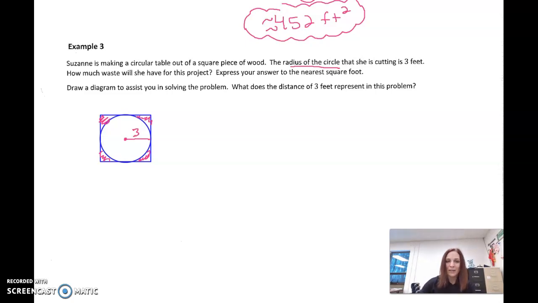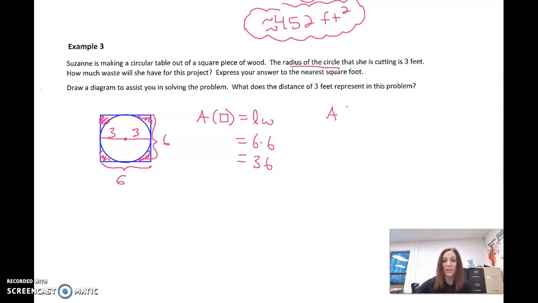Well, we know the radius is 3. The radius is the distance from the center to the outside. So that also means this is 3. So what is this whole length here? 6. And since this is a square, guess what? This is 6. So if I want to find the area of the square, I can just go length times width, which is 6 times 6, which is 36.